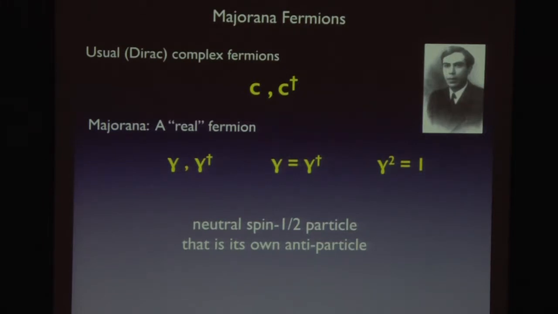And now if you have a solution that could be a real fermion, of course, it has the bonus that if you take a complex conjugate of a real object, it's equal to itself. And in this way, Majorana basically put forward the possibility that we could have fermions in nature that are neutral and are their own antiparticle.